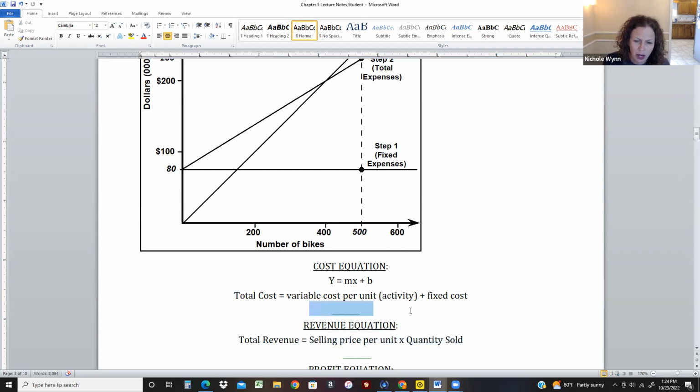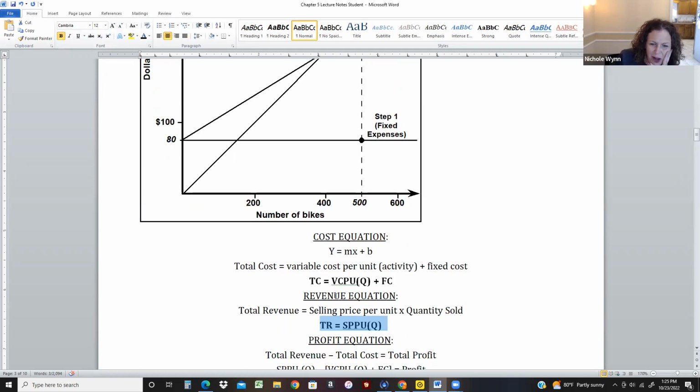Okay. So here I want to write it as letters. Total cost is VCPU times the quantity plus the fixed cost. So my total cost in my bike example, if I sell 3 bikes, would be $300 per bike times 3, which would be $900, plus 80,000. So 80,900. If I sold 400 bikes, then 300 times 400 bikes is 120,000 plus 80,000, a total cost of 200,000. Okay. So that's the cost line. And then the revenue line is SPPU times Q. So to find my revenue, I just say $500 a bike times however many bikes.